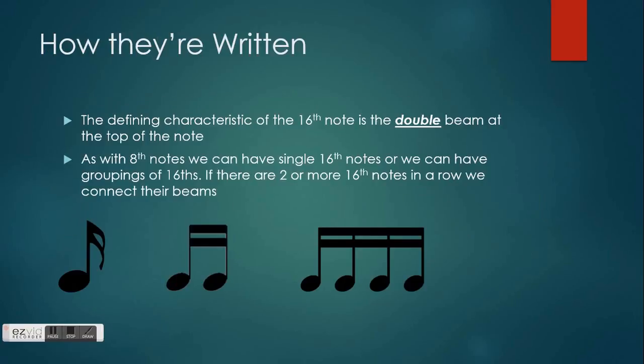Okay, so how they're written. The defining characteristic of the 16th is the double beam at the top of the note. So for 8th notes, it was the single beam, but for 16ths, it's the double beam. That's super important to remember. As with 8th notes, we can have single 16th notes, or we can have groupings, such as 2 or more. And when we have 2 or more in a row, we attach their beams, we connect them, as we did here and here as well.